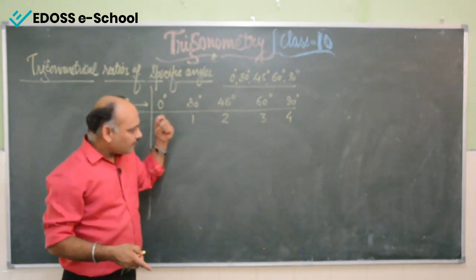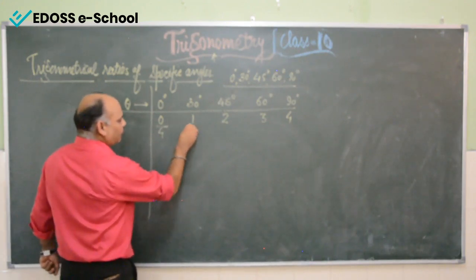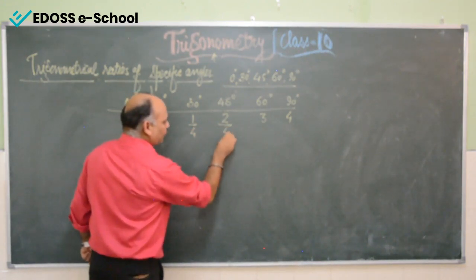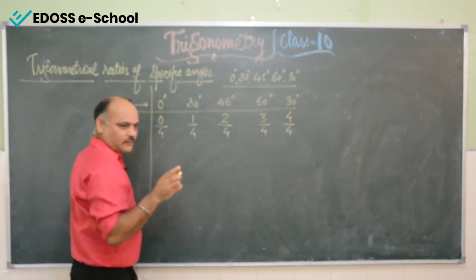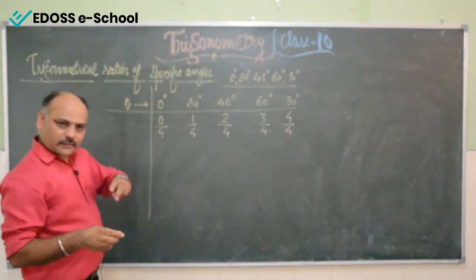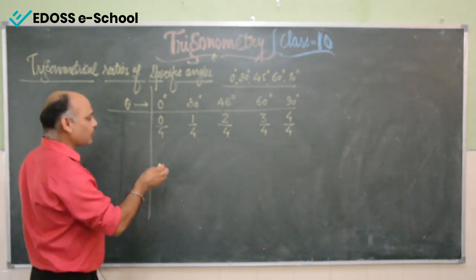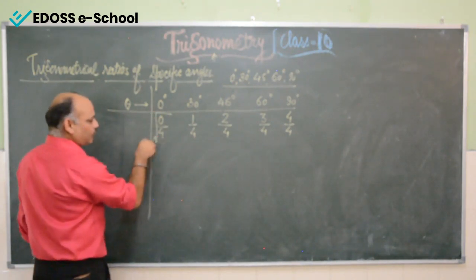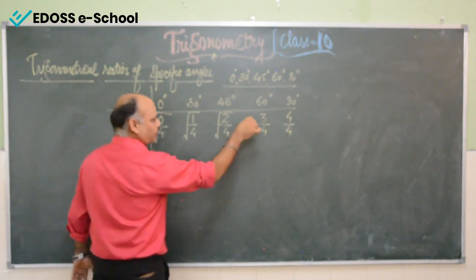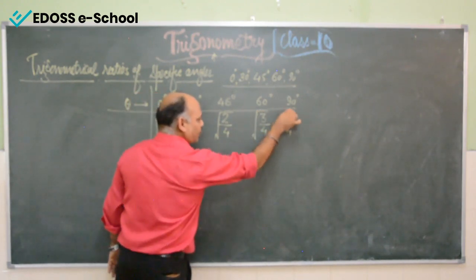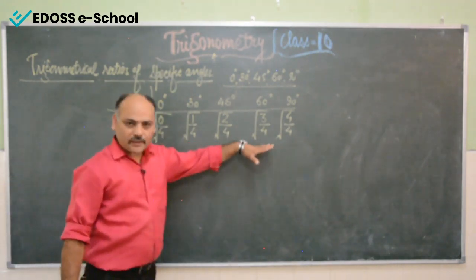Then you have to divide each of the terms by 4, that is 0 upon 4, 1 upon 4, 2 upon 4, 3 upon 4, 4 upon 4. This was the second step. And the third step is you have to put a square root sign: square root of 0 upon 4, square root of 1 upon 4, square root of 2 upon 4, square root of 3 upon 4, square root of 4 upon 4. All the values are here only.